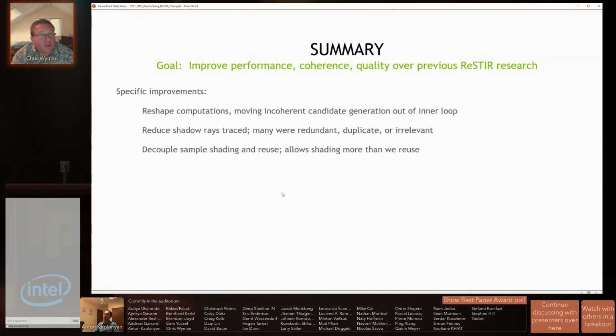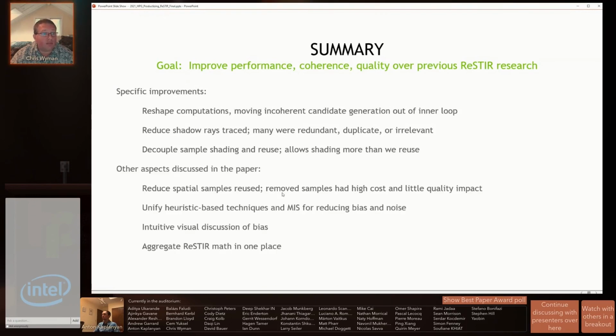We decoupled the sample shading and reuse, which allows shading more than we reuse and improves the quality at a given performance. There's a number of other aspects discussed in the paper. I ask you to go look at the paper for more details on these things. I didn't have time to talk about them today.